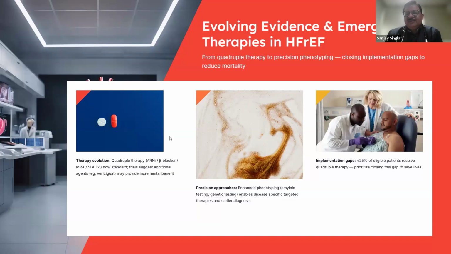Implementation gaps: less than 25% of patients receive quadruple therapy. We being EECP physicians, we get a lot of heart failure patients who come to us with symptoms not controlled and EF not improved. First and foremost, we should see that the patient is receiving GDMT. Only then should we start with other modalities.